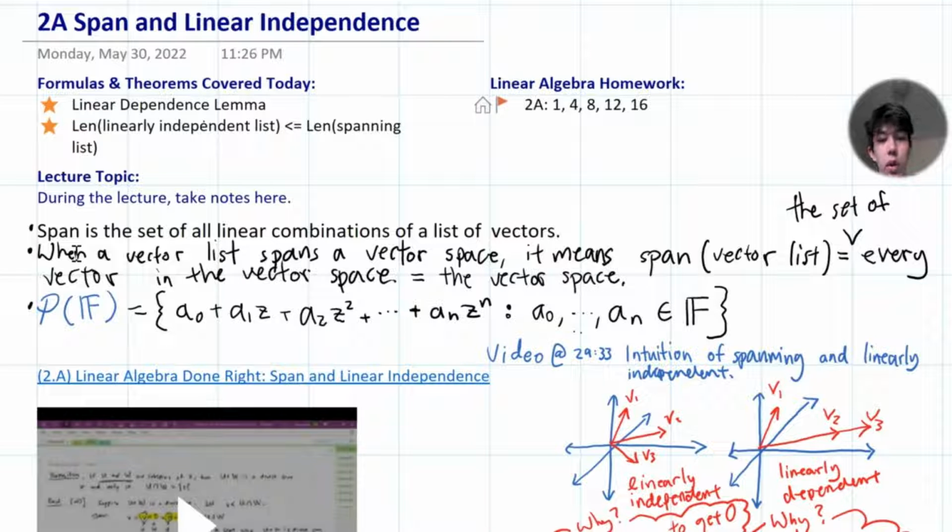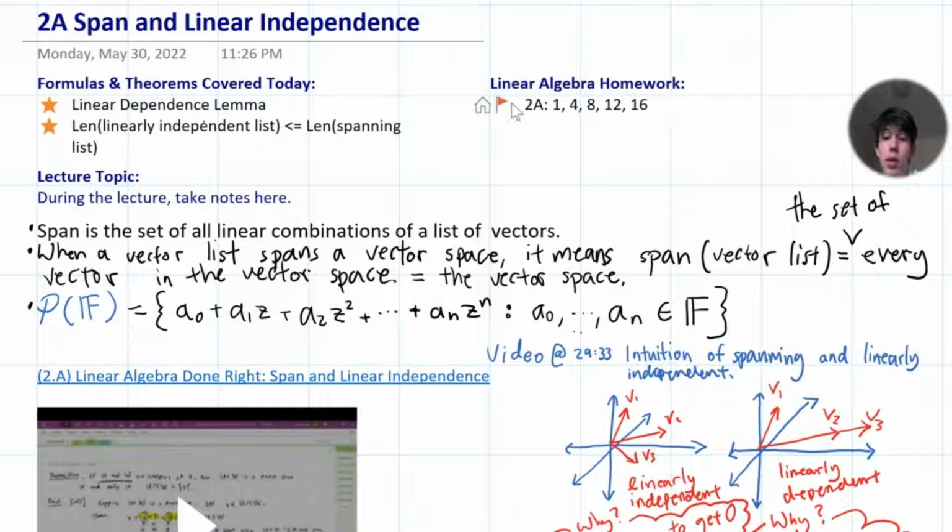Okay, so the two proofs that I got stuck on are the linear dependence lemma. There's a difference between independent and dependent, so linear dependence lemma. And then the length of a linearly independent list is less than or equal to the length of a spanning list of a list of vectors. So I'll go through that. Those will be the two last things that we talk about.